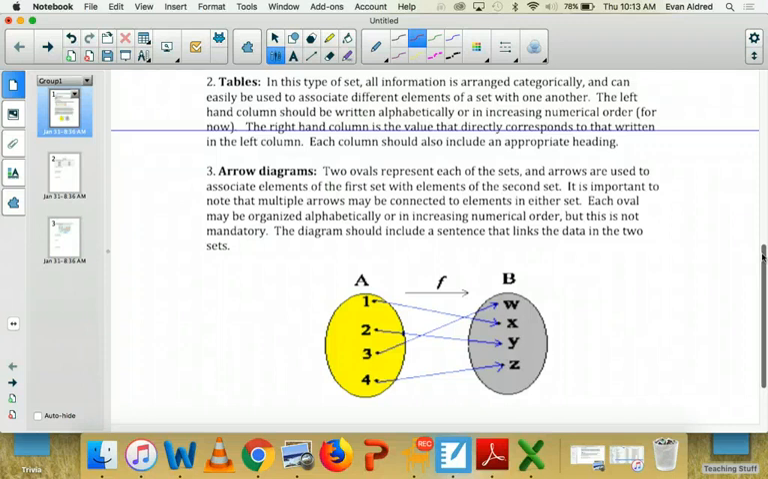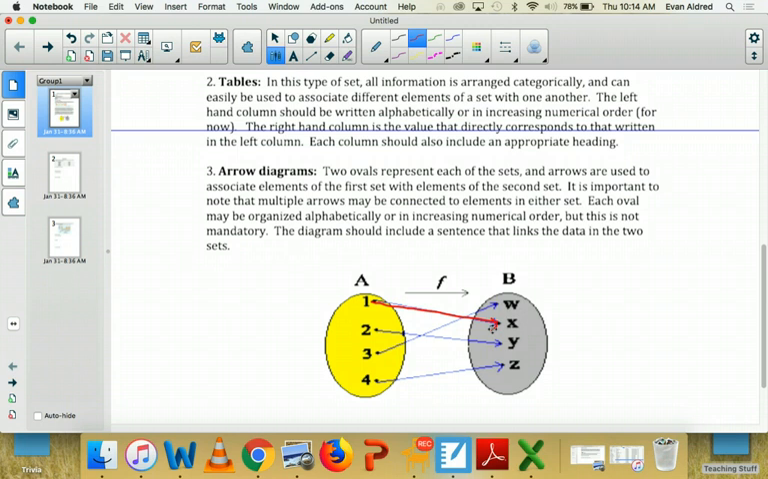So all you're going to do, as the diagram below shows, is draw an arrow from the element of the first set to what it's connected to in the element of the second set. And you can see with what I just traced that in this example, 1 is related to x.